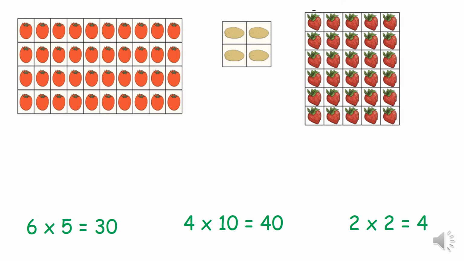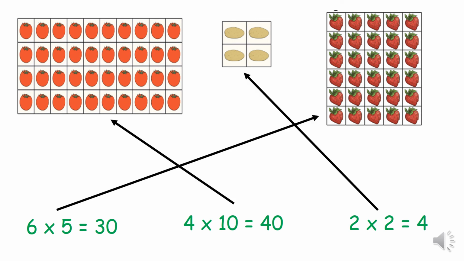Oh, and another go. So now we've got some tomatoes, some potatoes, and some strawberries, all organised into nice, neat arrays, but their multiplication sentences at the bottom are jumbled up again. Can you pause the video and work out the matching array to the multiplication sentence? Oh, well done if you got that. Remember, rows first, then columns.